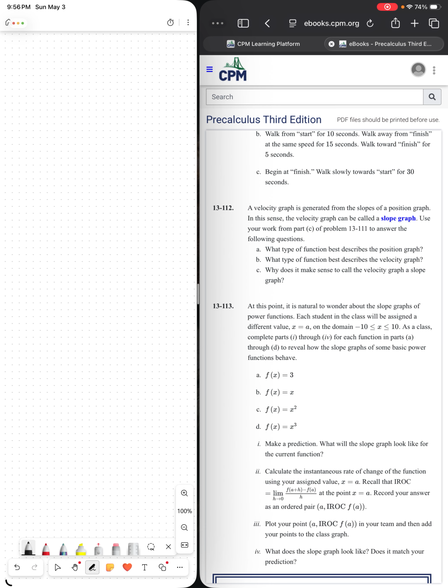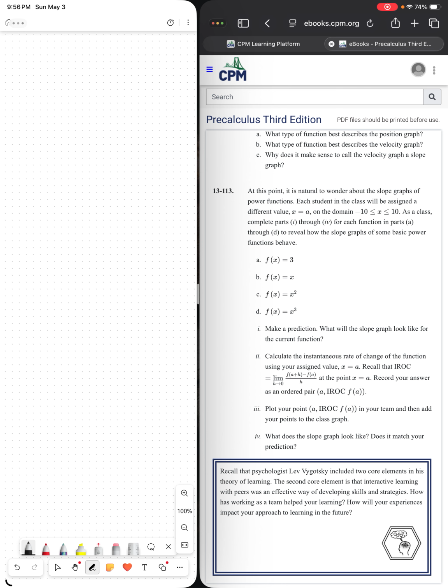Okay. Looking at the next one here, 113. At this point, it's natural to wonder about slope graphs. Each student is assigned a different x value. So here's the thing: if you're looking at slopes, what's the slope if you have a constant? That function looks like this, a horizontal line at 3. Well, what's its slope? It's 0. So a constant goes to 0.